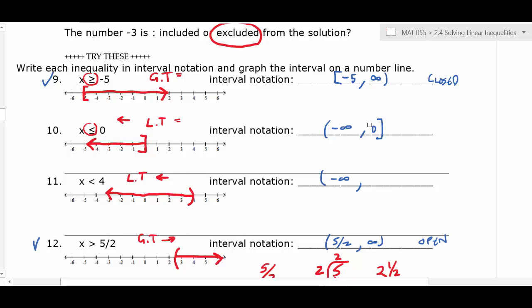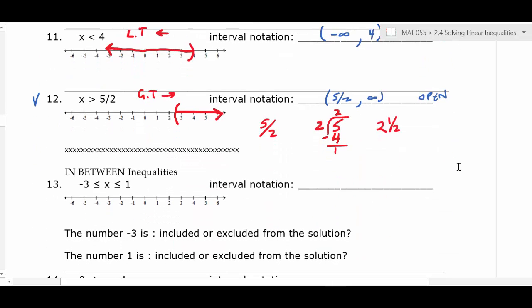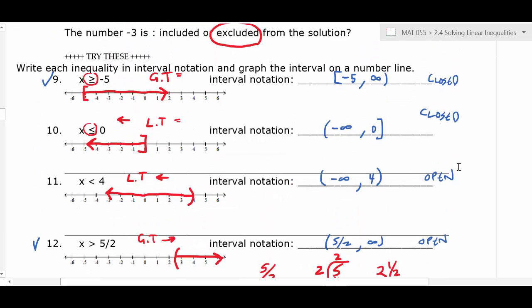Okay, scrub that off there. And then this one goes to 4, and it has a parenthesis. So that's what you should have. See, this one was closed, and this one's open like that. Very simple. Next, I'm going to transition for a minute into what I would call in-between inequalities, I guess.